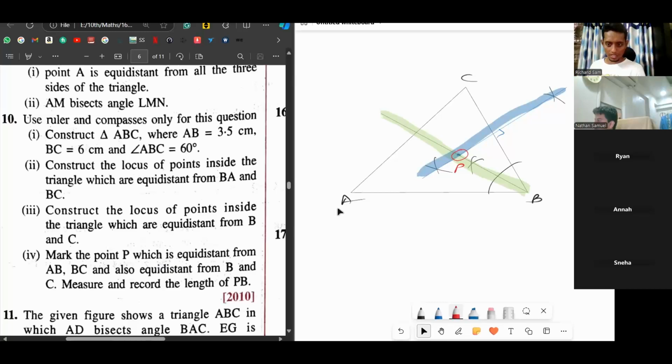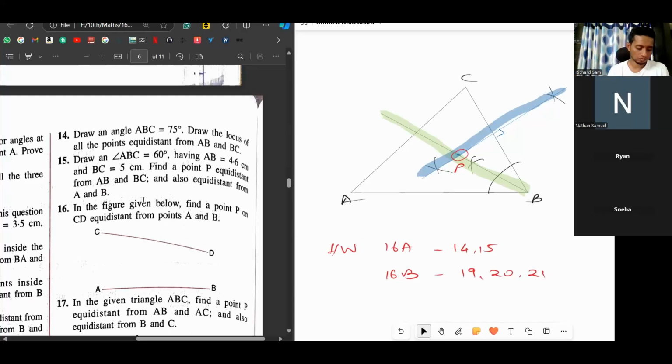Draw it similar to this, A, B, C in this way. Angle B is given 60 degrees. Nice, PB 3.4. 3.5, 3.6 they got, right? Yes. Now I got 3.5. 3.5. Yeah, that's correct.